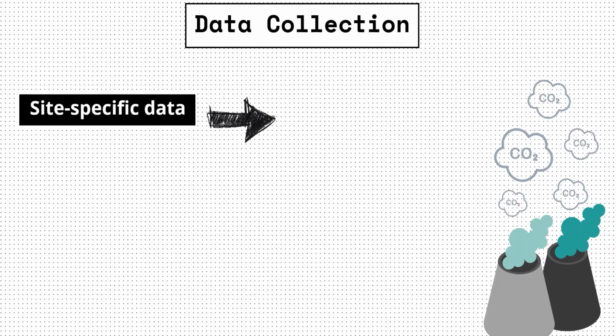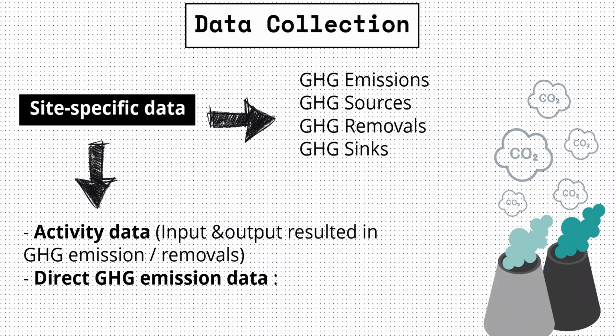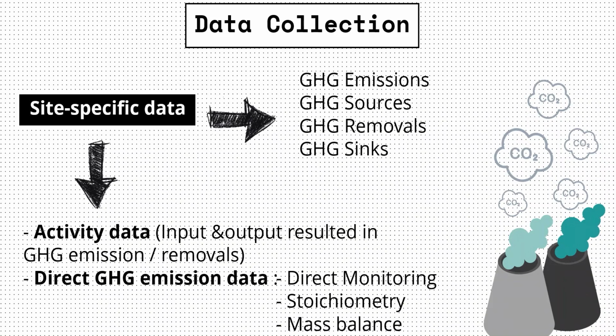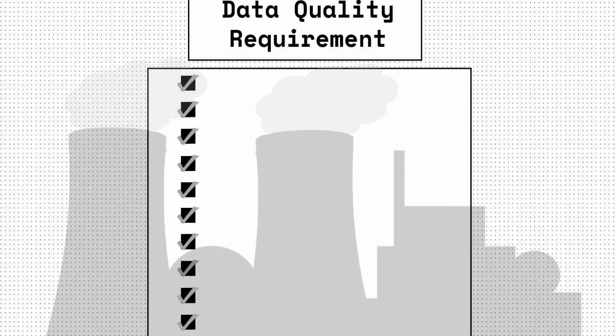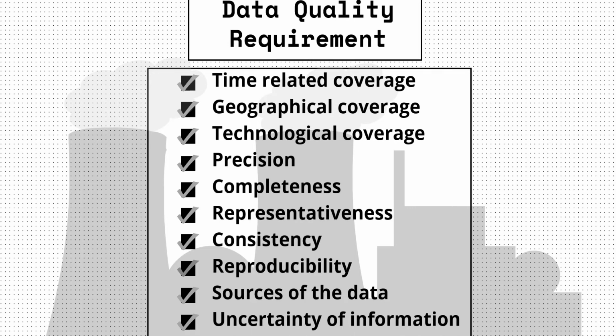Site-specific data needed for data collection includes greenhouse gas emissions, sources, removals, and GHG sinks. It also includes activity data, which are inputs and outputs of processes resulting in GHG emission or removal, or direct GHG emission data that can be determined through direct monitoring, stoichiometry, mass balance, or other similar methods. To reduce bias and uncertainty in the data of a CFP study, data quality requirements should be specified so that the goal and scope of the CFP study can be met. There are 10 data quality requirements, such as time-related coverage, precision, consistency, and many more.